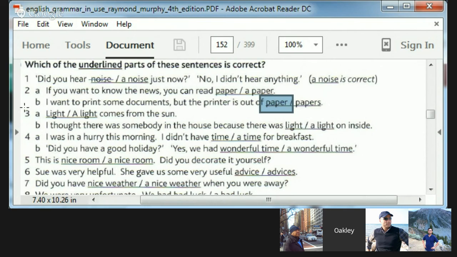Okay, JK, number 3. A. Light comes from the sun. Yes, it does. B. I thought there was somebody in the house because there was a light on inside. Very good. That is correct. So the general concept of light, uncountable. But when we're talking about actually light bulbs, they're countable.